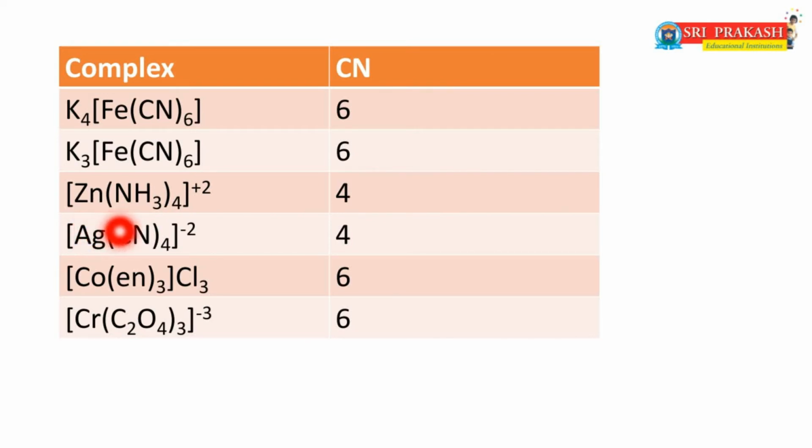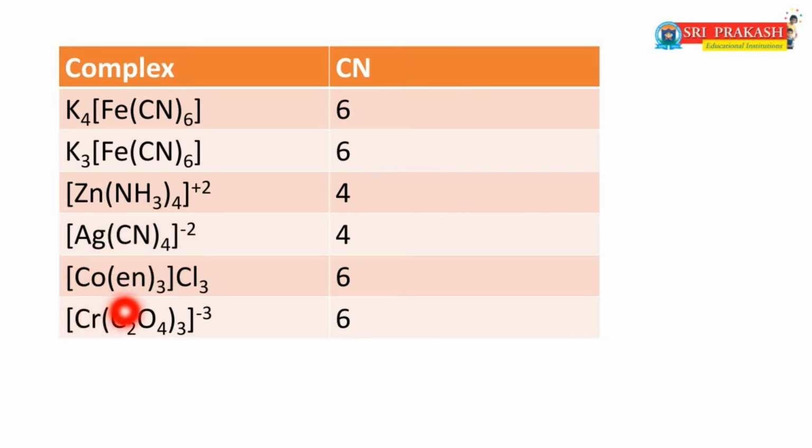In [Zn(NH3)4]2+, the coordination number is 4. That means 4 NH3 ligands. In [Ag(CN)4]2-, the coordination number is 4. That means 4 CN cyanide ligands.